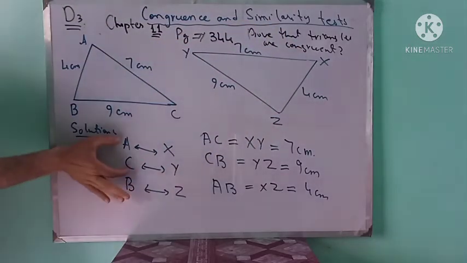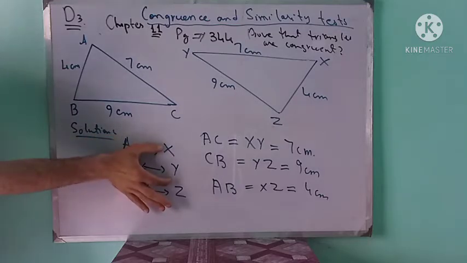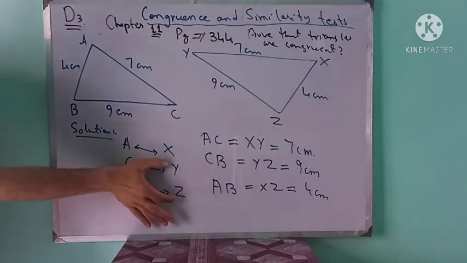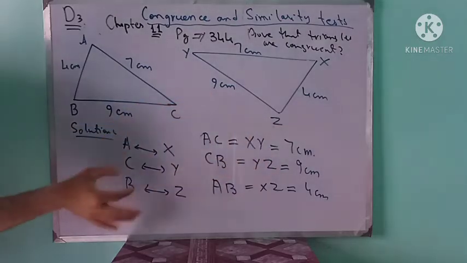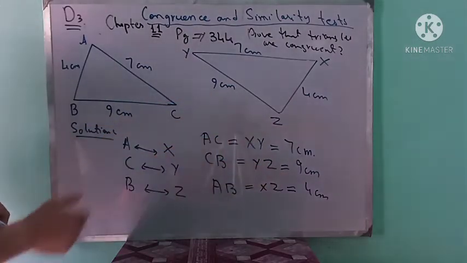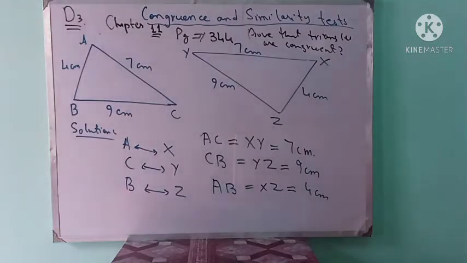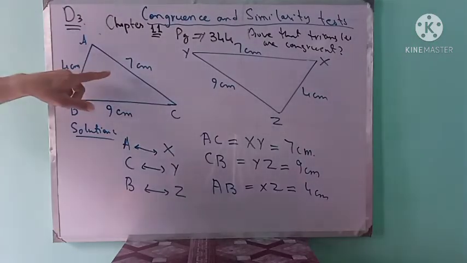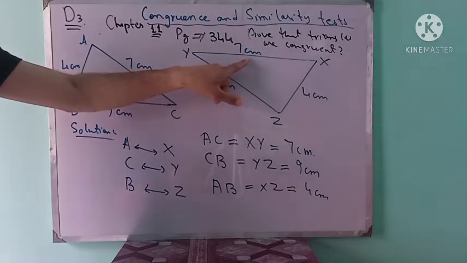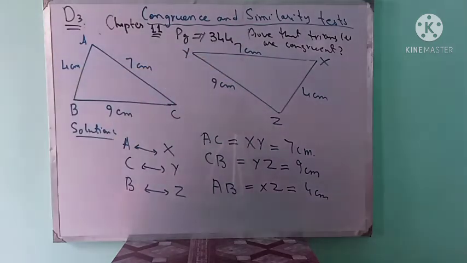So now join AC. XY are corresponding sides, 7, then CB and YZ are the corresponding sides, that is 9, and then AB and XZ are the corresponding sides, that is 4. So it means all the three corresponding sides of the first triangle are equal to the three corresponding sides of the other triangle. So these are congruent triangles by applying the SSS test.